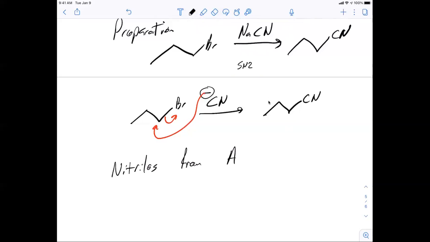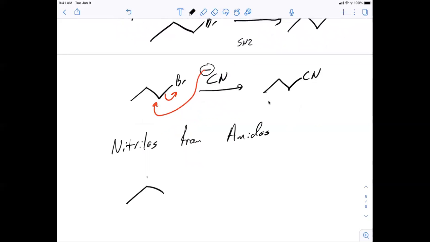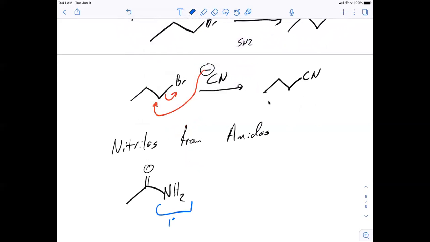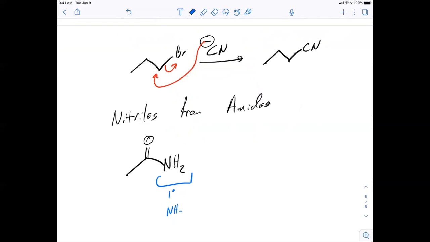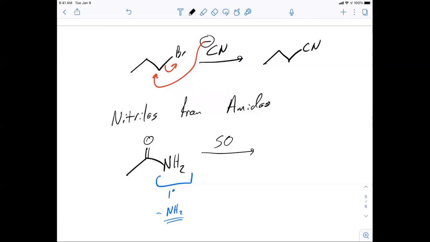We can also make nitriles from amides. Again, the difference here is loss of water. One thing that's very important is it has to be the primary, right? It has to have NH2. If it's not NH2, then this isn't going to work. So we need something that will help get rid of water. Turns out that our thionyl chloride friend, oh, wrong position, will help us get there.